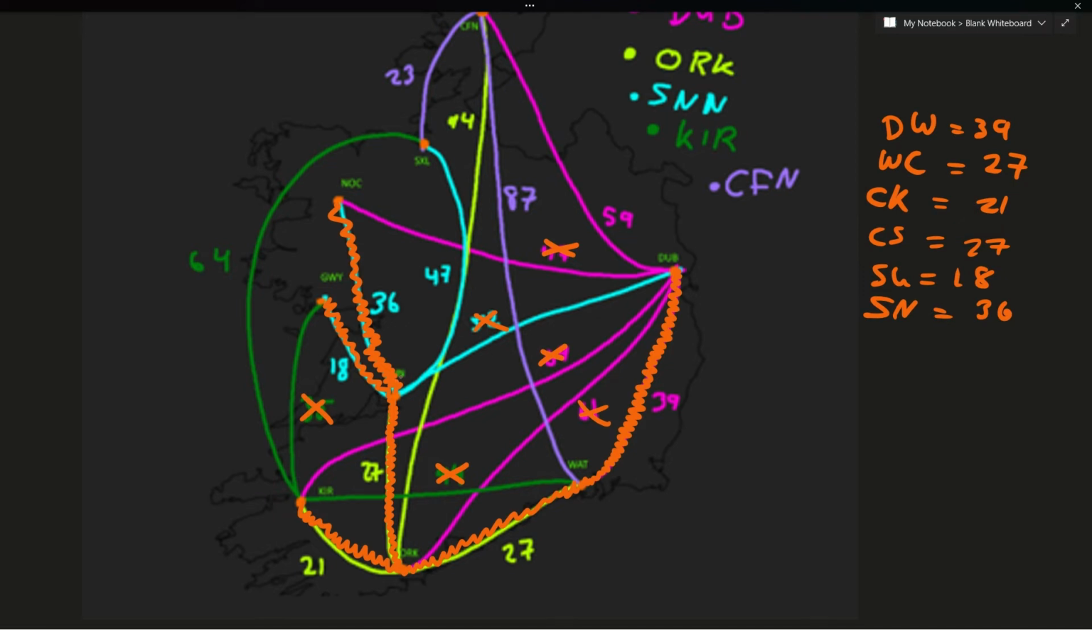So, the next shortest is from Shannon to Sligo, which is 47. Now it's SL, so we'll do L for Sligo. So Shannon to Sligo is 47. Now, Sligo doesn't have one to Dublin, but it does have one all the way back to Kerry, so we have to block this one off, because that creates a cycle with Sligo, Kerry, Cork, Shannon, Sligo, creating this sort of E-shaped, cartoony hand sort of path.